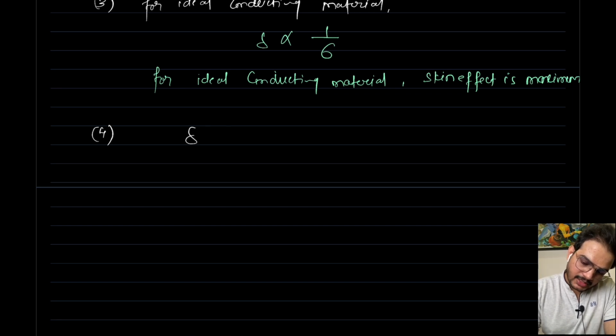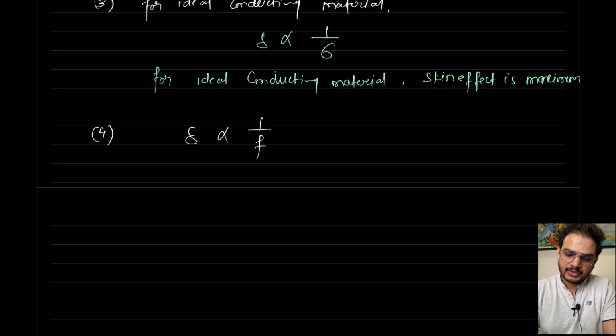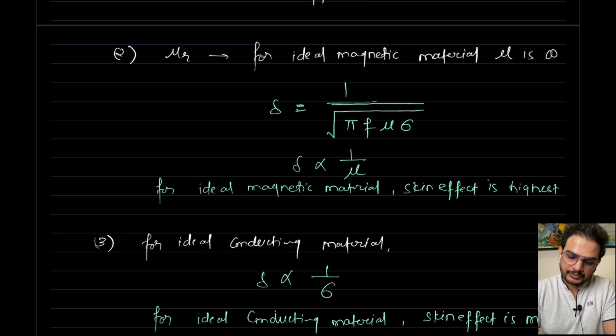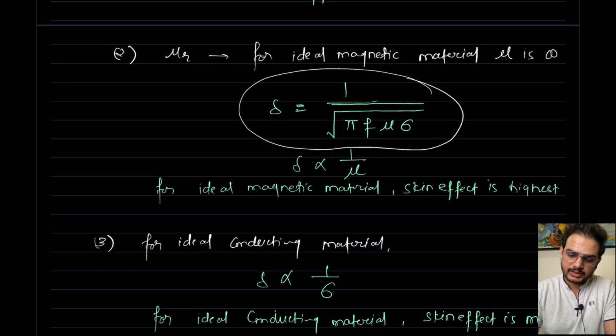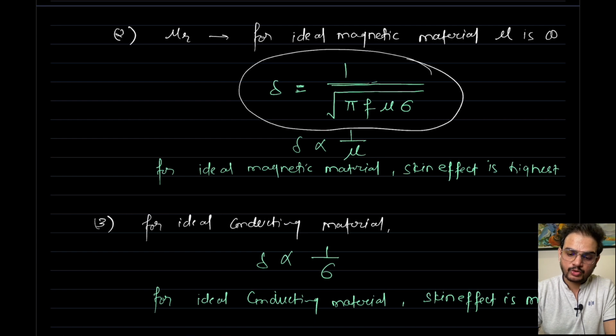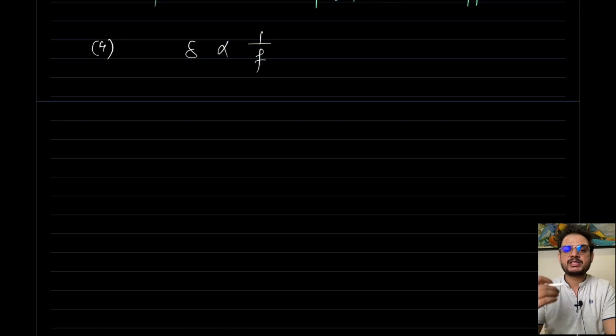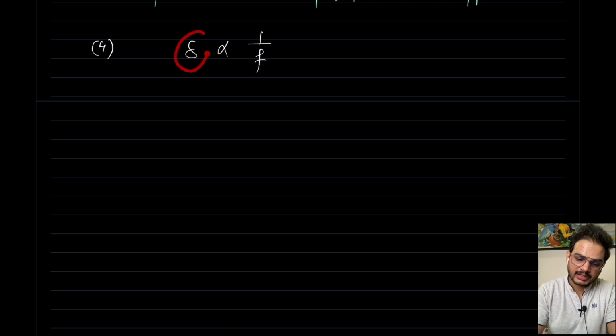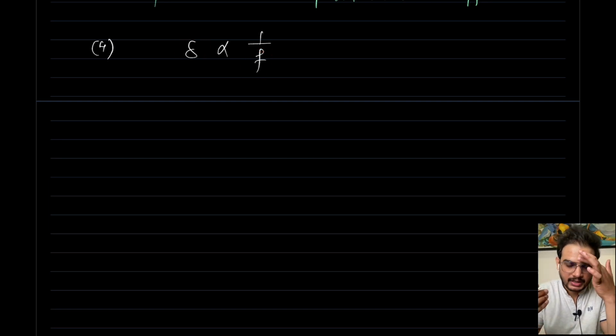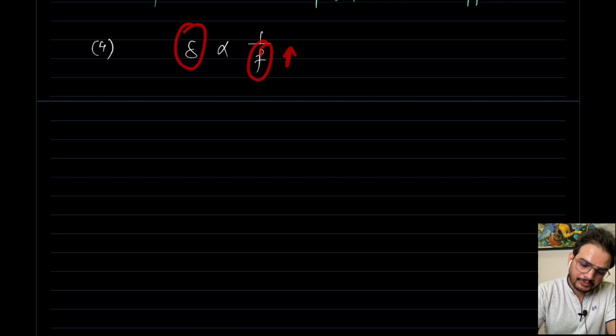Skin depth is inversely proportional to frequency, according to this formula of the skin depth. As my system frequency increases, my skin depth decreases, because they have inverse proportionality. So as my frequency increases, my skin depth decreases.